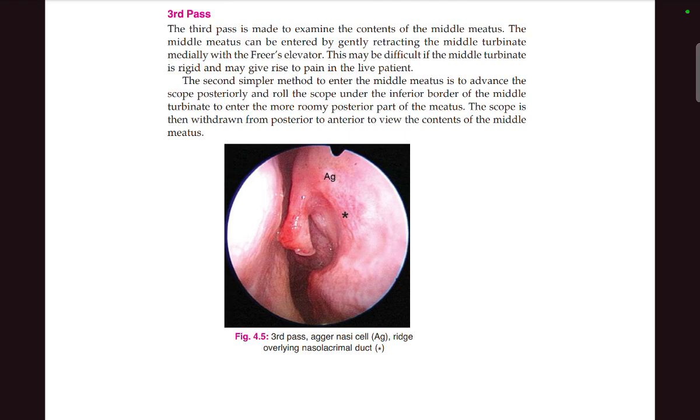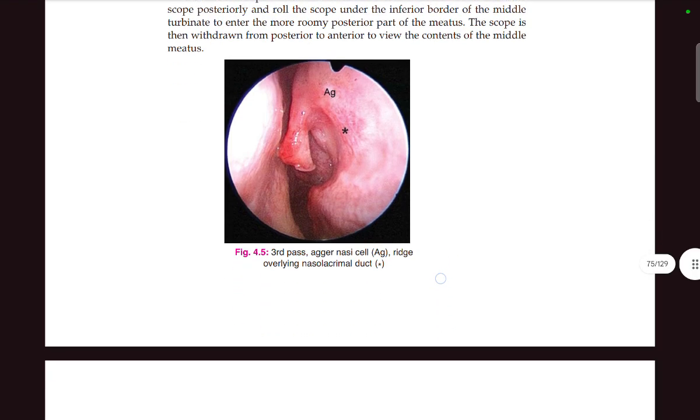The second simpler method to enter the middle meatus is to advance the scope posteriorly and roll the scope under the inferior border of the middle turbinate to enter the more roomy posterior part of the meatus. The scope is then withdrawn from the posterior to anterior to view the contents of the middle meatus. Here we can see the third pass, agger nasi cell, and the bulge overlying the nasolacrimal duct, marked with a star.